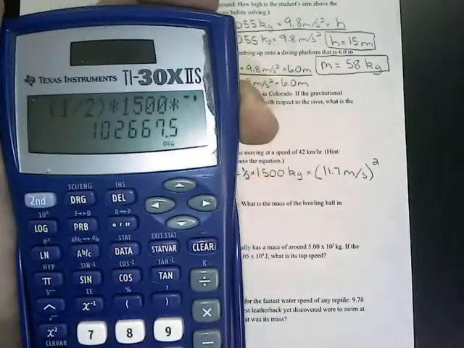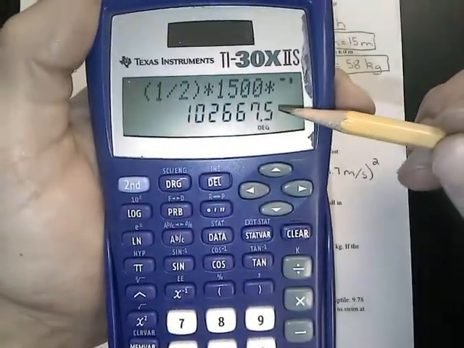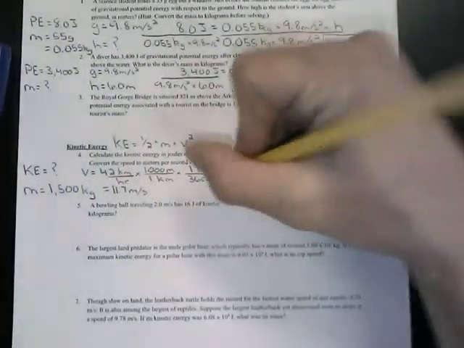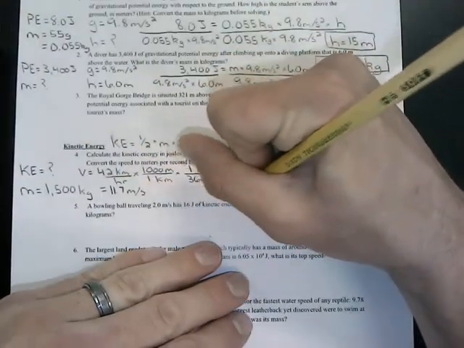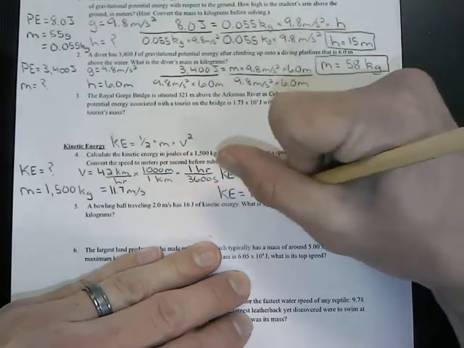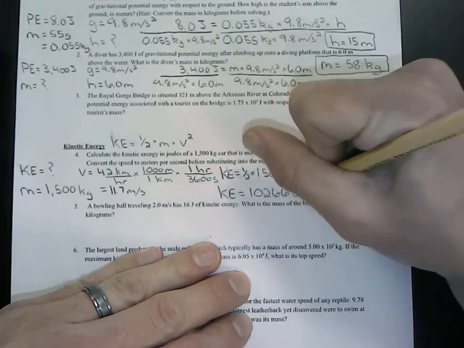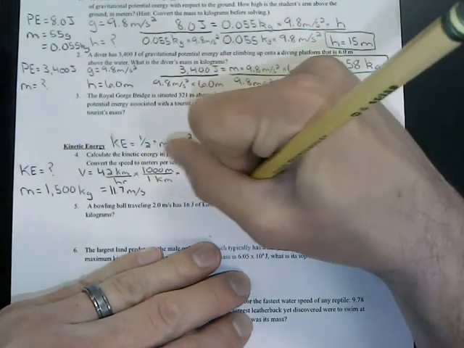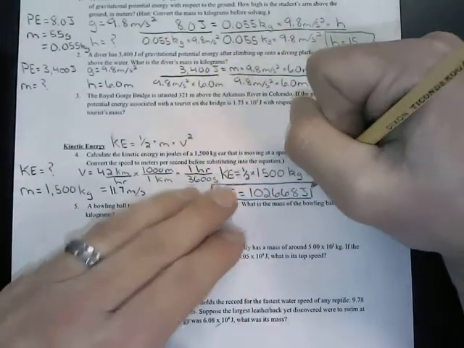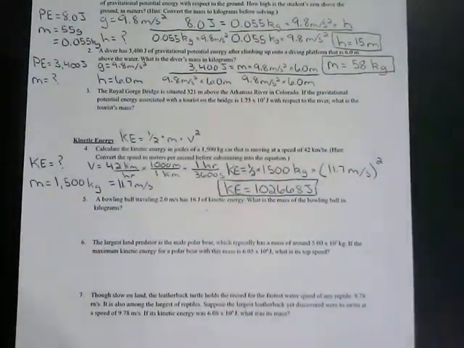So in my calculators, you could leave it like this. I'm going to round to the next whole number. So it's going to be 102,668 joules. So again, kinetic energy for this particular problem is 102,668 joules. All right. Now, again, key thing here, do not forget that half like I did, because that will make a difference in your answer. Okay, moving on to number 6.